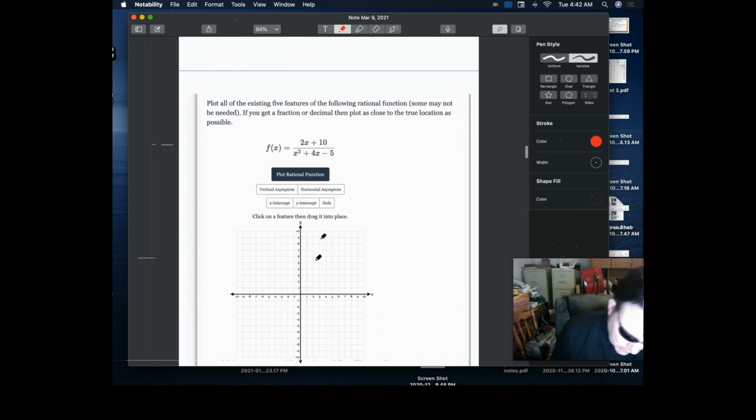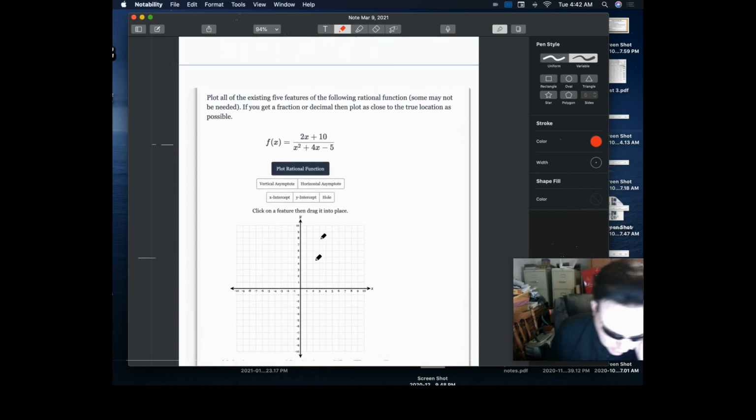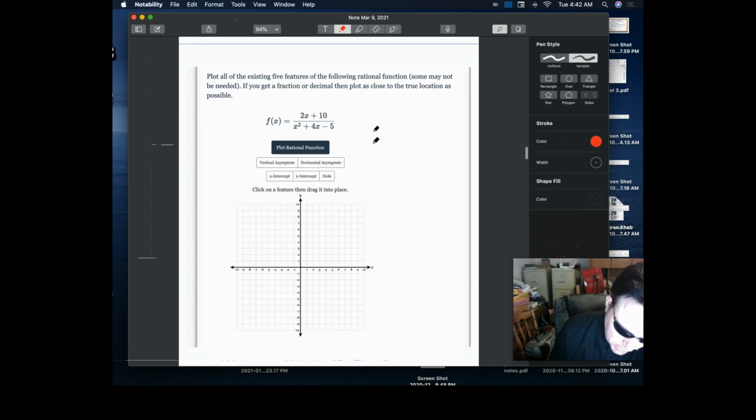Let's move on. Plot all of the existing 5 features of the following rational function. Some may not be needed. If you get a fraction or decimal, then plot as close to the true location as possible. Keep in mind, I'm always going to look back through your work to make sure that it's graded correctly, so don't stress too much over that. Let's go ahead and figure out the roots.